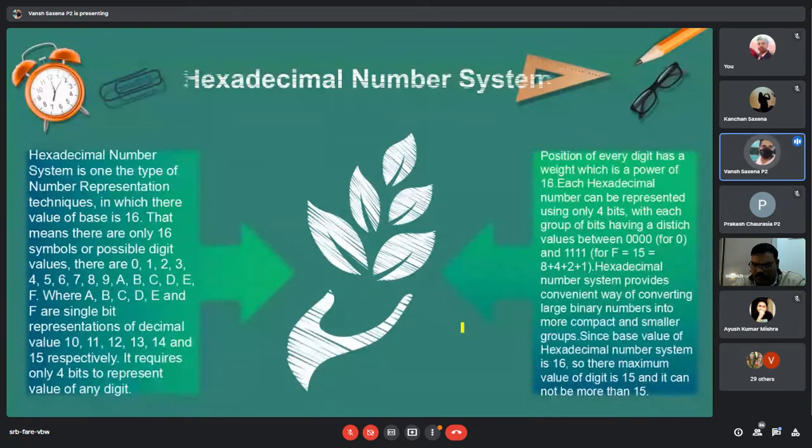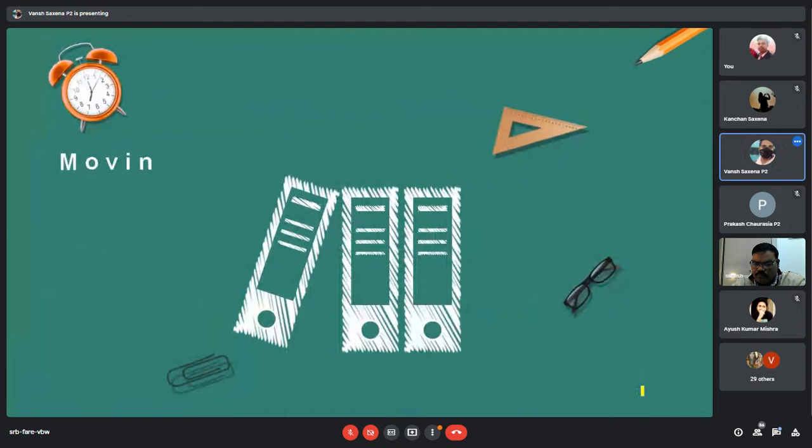Hexadecimal number system provides a convenient way of converting large binary numbers into more compact and smaller groups. Since the base value of hexadecimal is 16, the maximum value of a digit is 15 and it cannot be more than that. Now we have summarizedly looked at the number systems, and it's time to move on to the very next part.